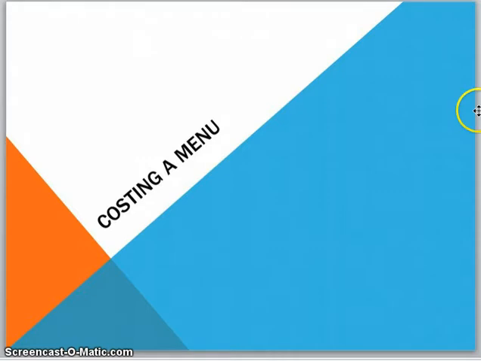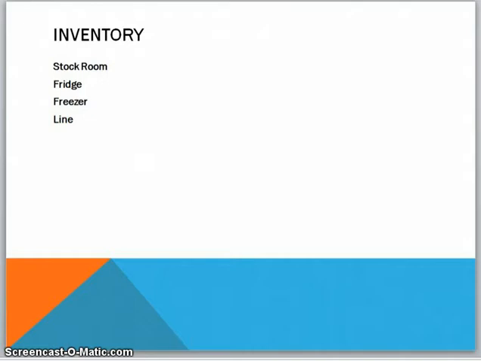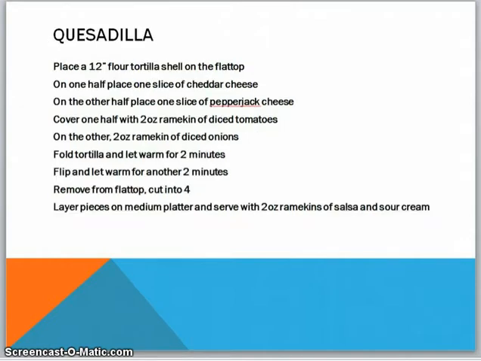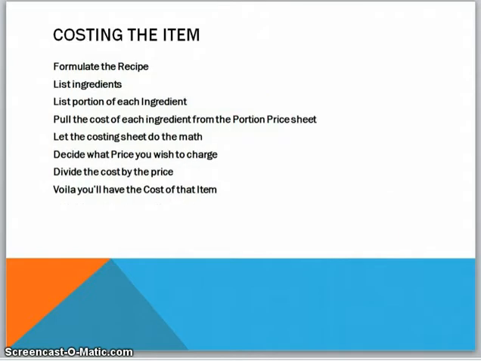So in the previous screencasts, we dealt with inventory, we dealt with how to cost an individual item, we dealt with food specification, outlining exactly how you would handle that. And now what I'd like to deal with specifically is how you go around to cost an individual item on your menu.